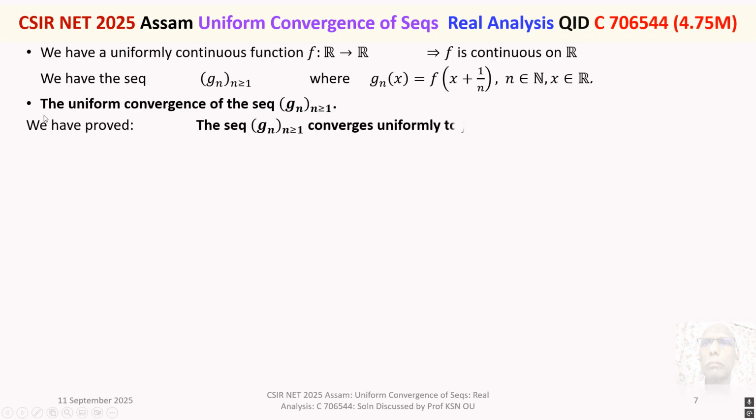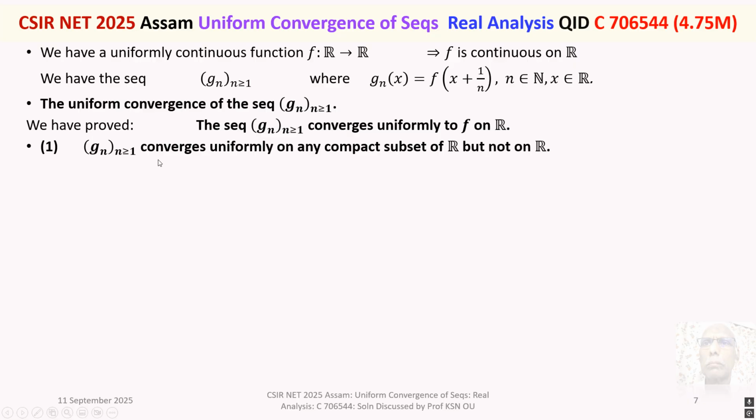So, we have seen the sequence g_n converges uniformly to f on R. Option 1 says the sequence g_n converges uniformly on any compact subset of R but not on R. But it is uniformly convergent to f on R. So, in this it is given but not on R. So, obviously option 1 is not true.